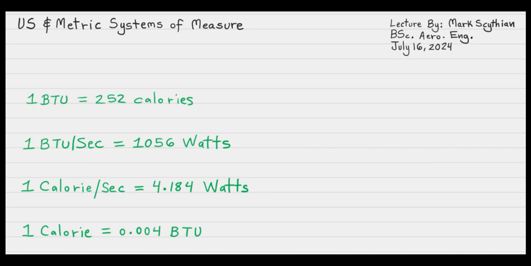I mean, it could have been anything, but it's just generally 1 calorie per second, or the amount of heat required to raise 1 gram of water by 1 degree Celsius every second, is equal to 4.184 watts. And then, of course, 1 calorie in the one-dimensional conversion is synonymous with 0.004 BTU.